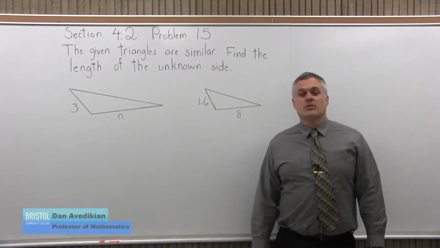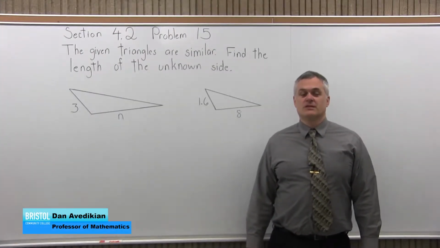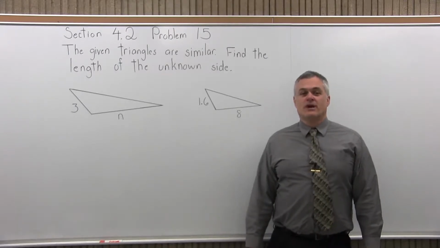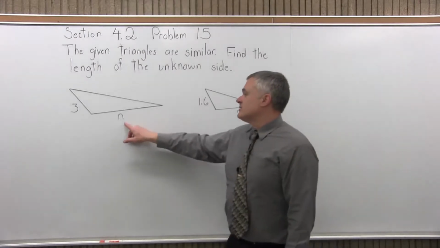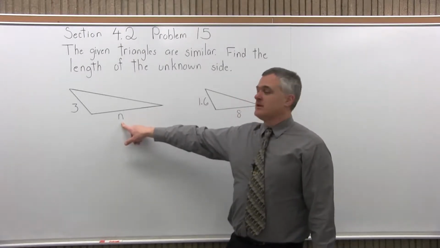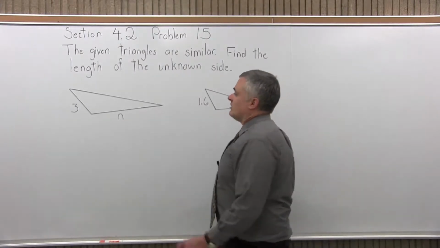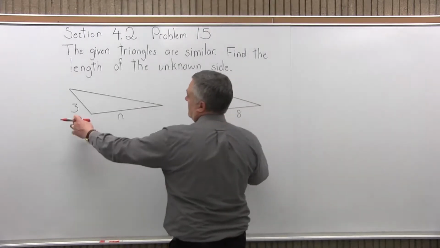This is Section 4.2, Problem 15. It says the given triangles are similar. Find the length of the unknown side. So we have two triangles. The unknown side is the bottom of the left triangle. So what we'll do is set up a proportion.